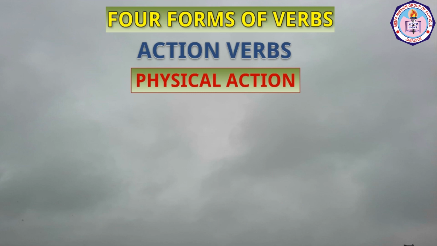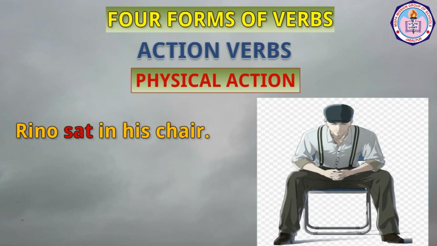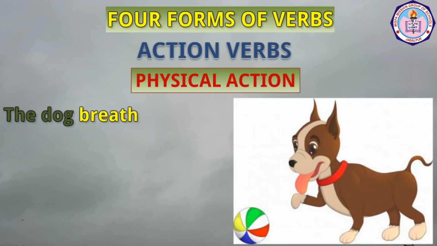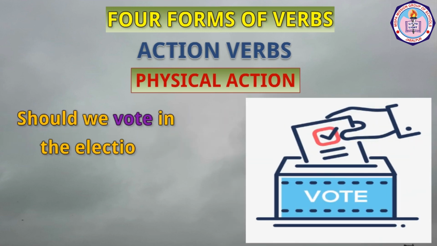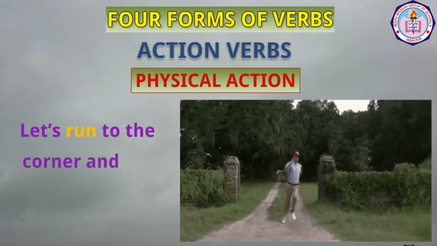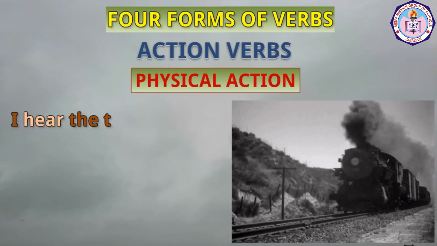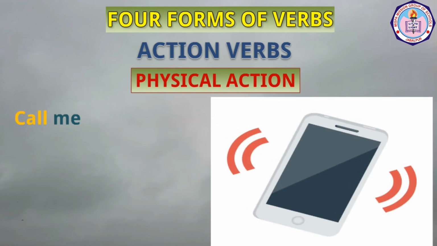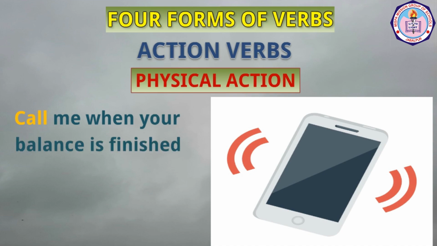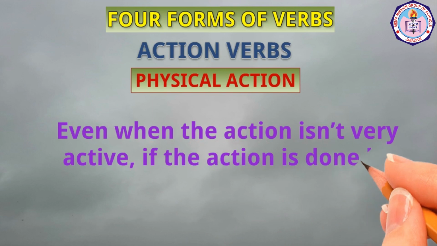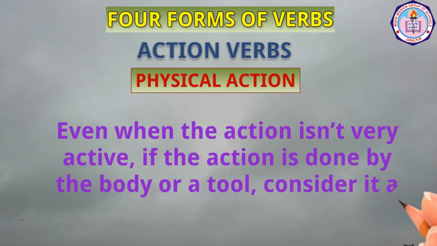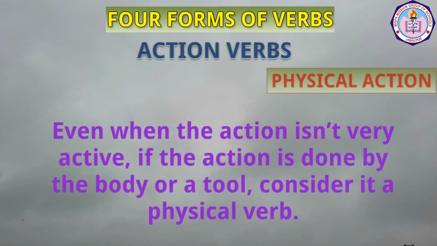For example, Reno sat in his chair. The dog breathed quickly after it chased its ball. Should we vote in the election? Let us run to the corner and back. I hear the train coming. Call me when your balance is finished. Even when the action isn't very active, if the action is done by the body or a tool, consider it a physical verb.